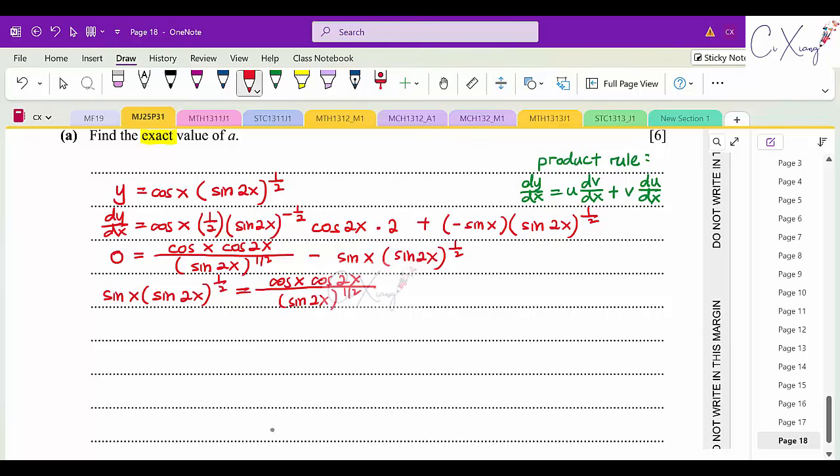Okay, the denominator is very troublesome. I want to bring it up to the left. So when you have power half multiplied with power half, then you have sin 2x. Then cos x cos 2x. Okay, then after that, how can you solve this equation? For me, I will change it to tangent first, where sin x sin 2x divided by cos x cos 2x equals to 1.